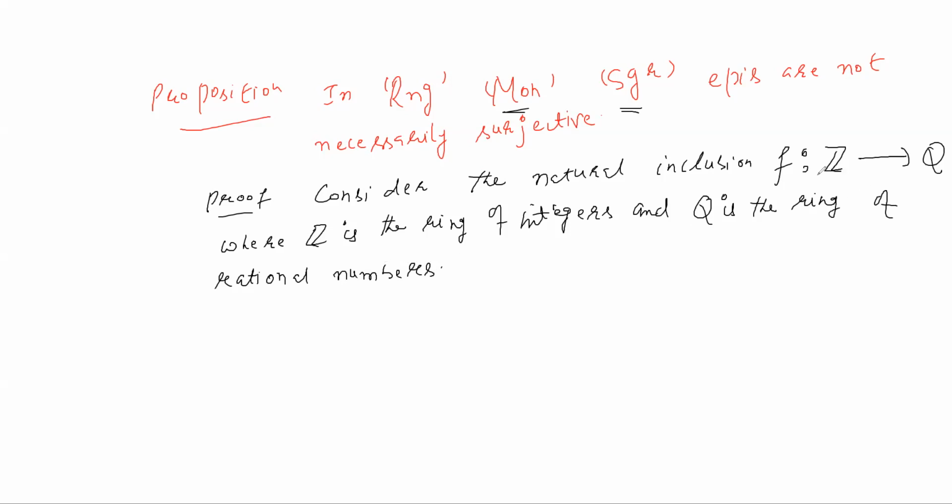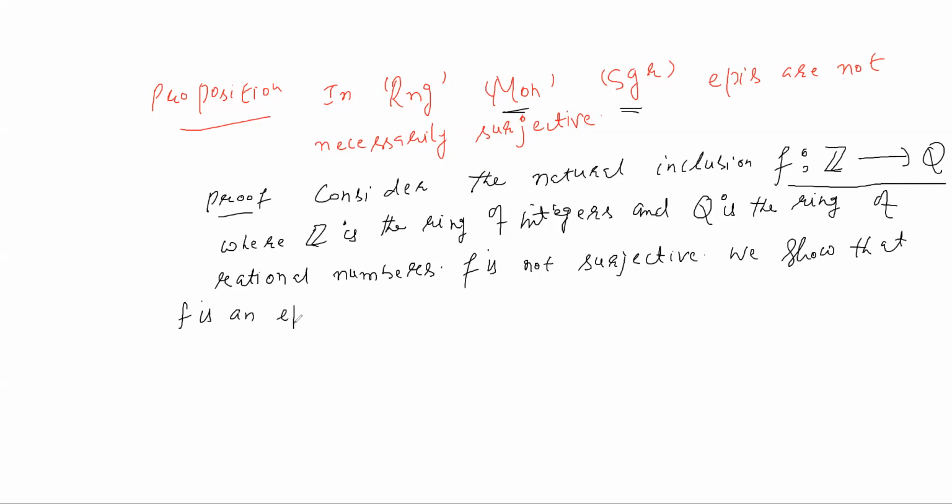We know that inclusion maps are not surjective mappings. Then F is not surjective. We show that this is an epimorphism. We show that F is an epimorphism.